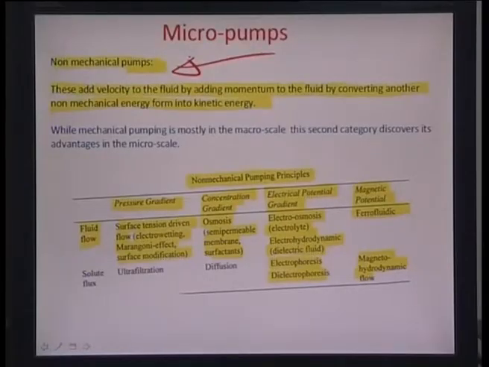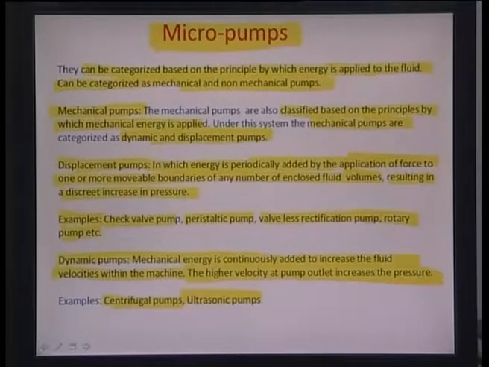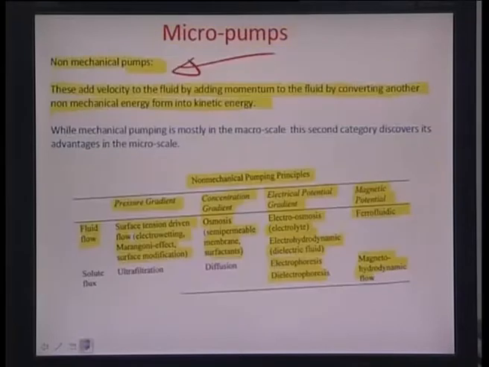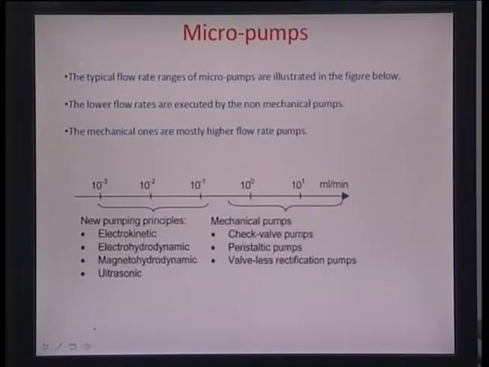So, you have now categorized pumps into displacement types and dynamic types. These are the two mechanical kinds of pumps, and then several other non-mechanical pumps based on varied pumping principles. Let us look at some of the comparative flow rates of these micropumps as illustrated in the figure below here.